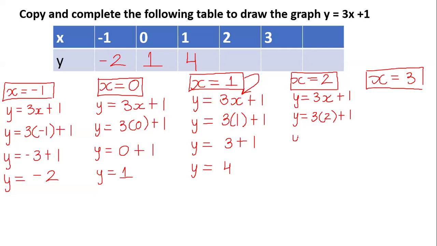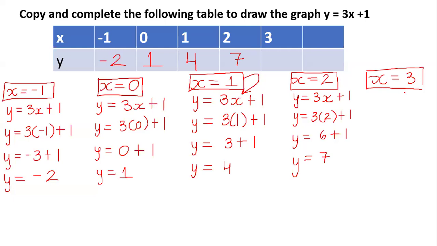And so y is equal to, what is 3 times 2? 6. Very good. 3 times 2 is 6. It's going to be 6 plus 1. And so y is equal to, what is 6 plus 1? 7. So that means we're going to put 7 right there. So y is equal to 7.